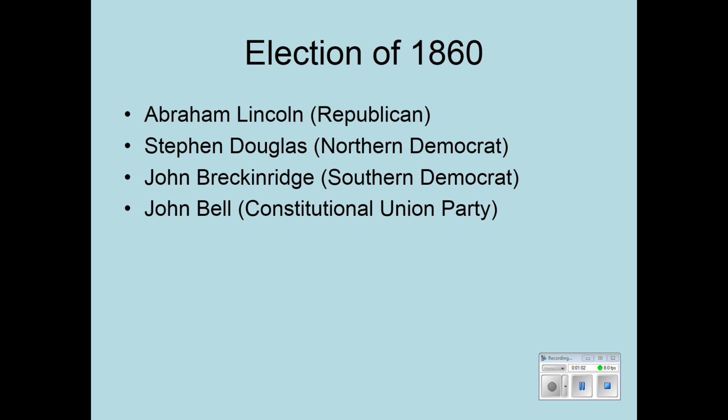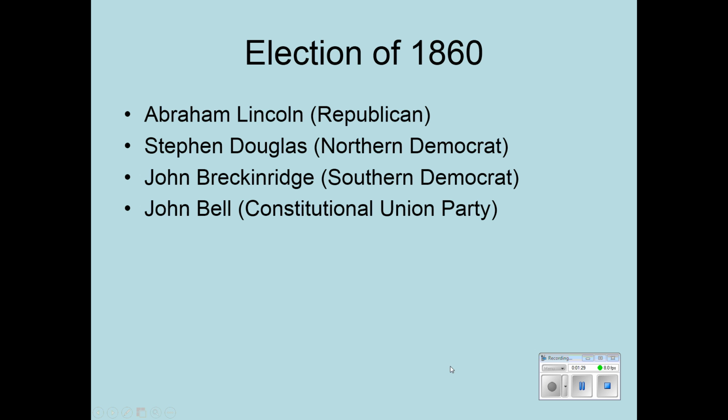John Bell wanted to keep the Union together. He wanted to extend the Missouri Compromise line all the way to the Pacific and somehow keep the Union together. But in the spirit of polarization between North and South, he didn't appeal to a very wide audience. He did win some states in the upper South, most importantly Virginia.